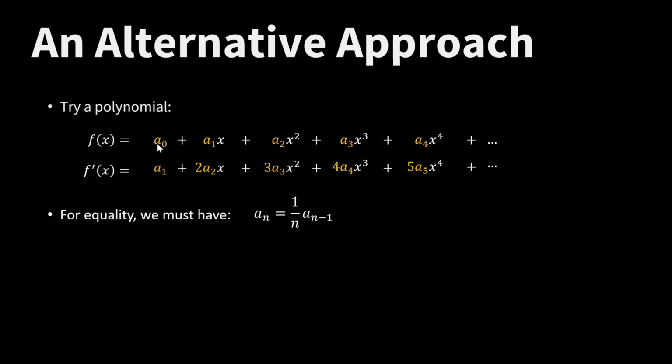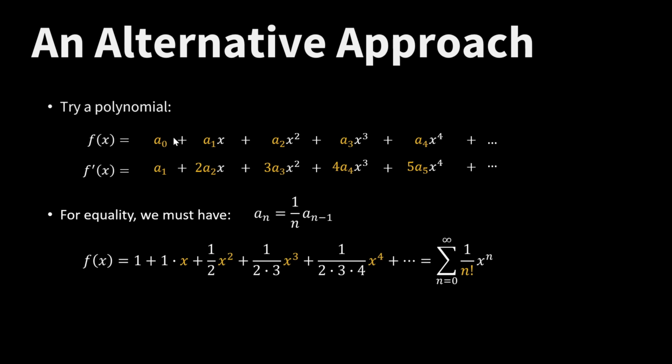If we set a0 to 1, we get this polynomial. a0 is 1. a1 is a0, which is also 1. So we have 1 plus 1x. a2 is 1/2 a1. a1 is 1, so a2 is 1 over 2. a3 is 1 over 3 times a2. Therefore, we get 1 over 2 times 3. For a4, we get 1 over 2 times 3 times 4. You can already see the rule here. The polynomial is actually the sum over n from 0 to infinity of 1 over n factorial times x to the power of n. N factorial is simply 1 times 2 times 3 and so on times n.